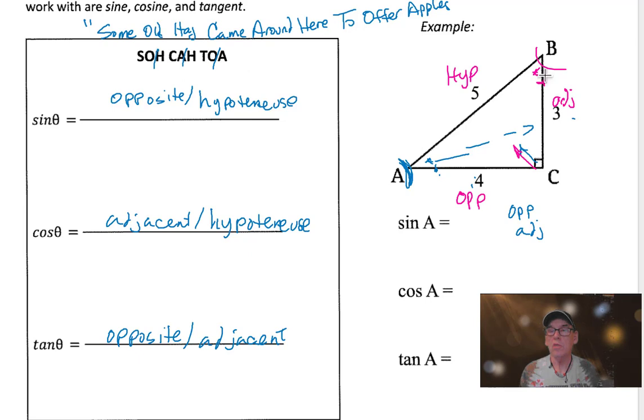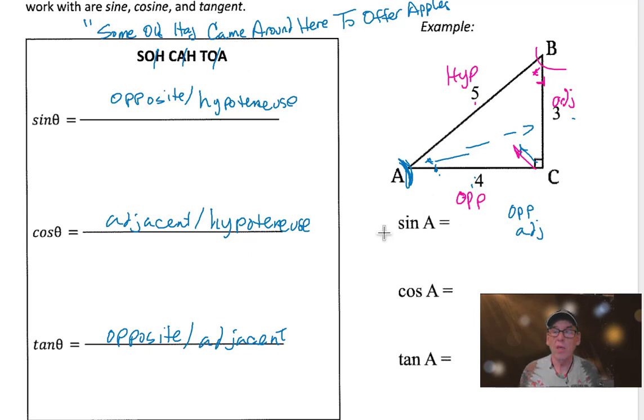So notice how it switches. If you're at B, the opposite side and the adjacent side are the 4 and the 3. If you're at A, it's reversed. The opposite side is the 3, and the adjacent side is the 4. The hypotenuse is always the hypotenuse.